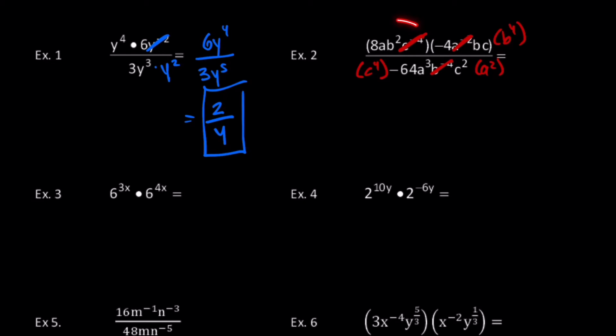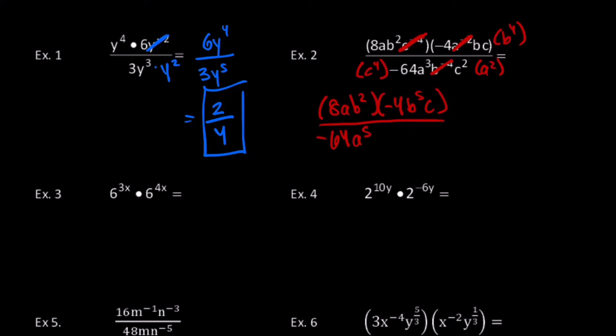So what I'll do next is I'll clean this up, and then we'll combine all of those, see what we get. I have 8ab squared times negative 4b to the fifth c all over negative 64 a to the fifth.